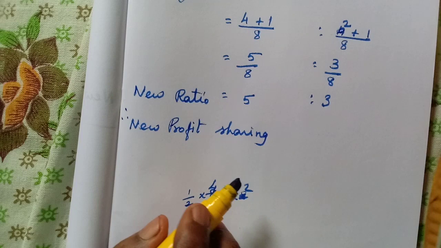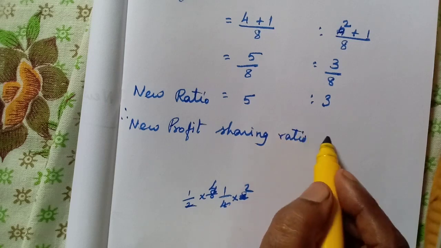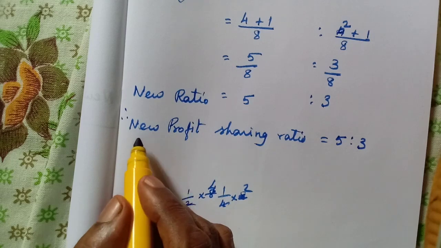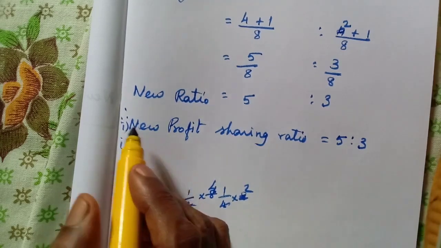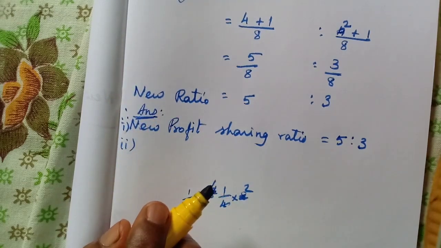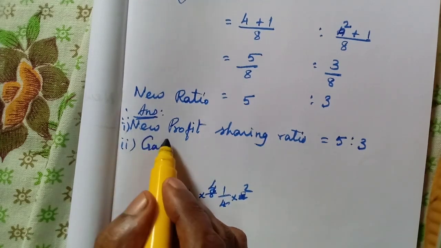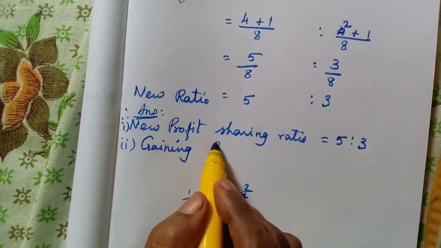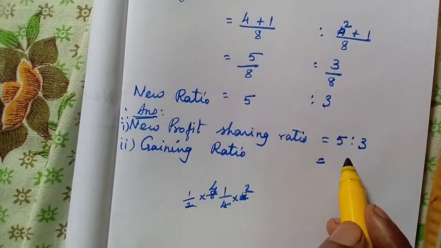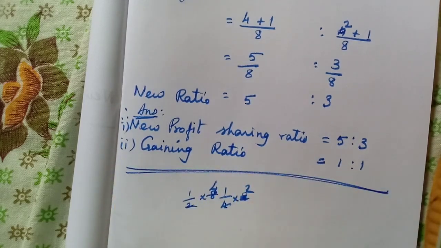What is the question they have asked? Calculate the new profit sharing ratio, which is equal to 5 is to 3, and gaining ratio. Number 1, then number 2. This is the answer you can write, just to make the answer neat. Then gaining ratio is equal to, what is the gaining ratio? 1 is to 1.